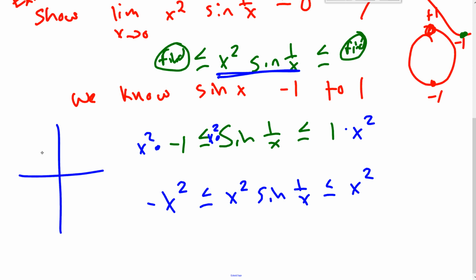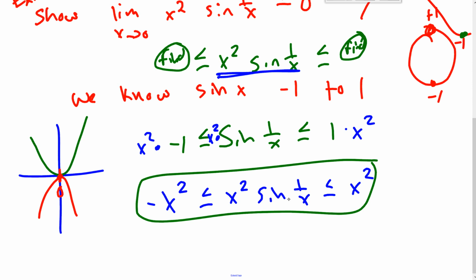And I know what those look like. Here's plain x squared, and here is -x squared. So at the value of 0, I know what their limits are. I know what their y values are approaching. They're approaching 0. So I just proved here that this function, x squared times sine of 1 over x, is in between these two, and I know the limit as x goes to 0 of -x squared, I plug in 0, is 0. And the limit as x goes to 0 of plain x squared is also 0.